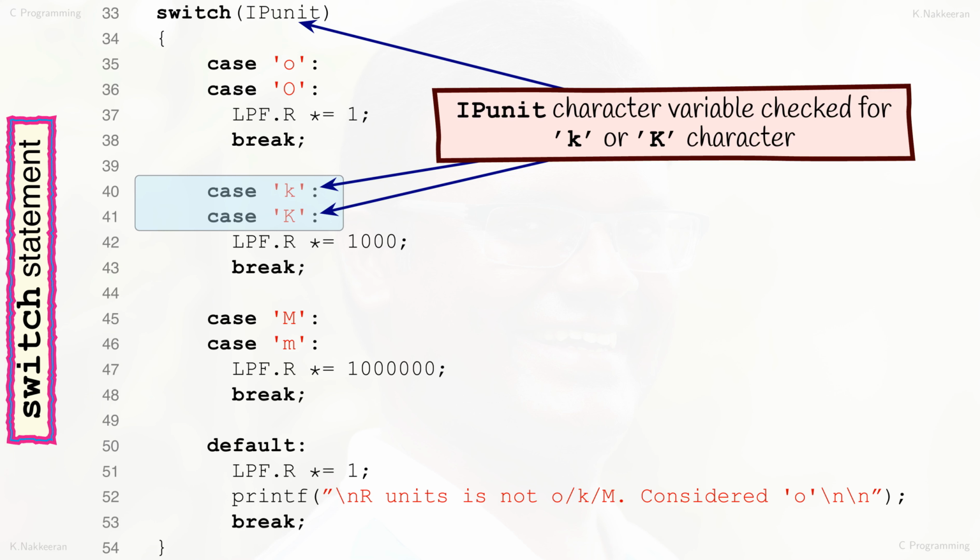Lines 40 and 41 are written for the characters lowercase k or uppercase K, checking case for the IP unit character variable of the switch statement. Thus we allow the user to input either lowercase k or uppercase K as the unit's kilo ohm for the resistance. If we wish to keep it strictly, lowercase k is the only allowed character input for the resistance unit's kilo ohm. Then line 41 must be removed.